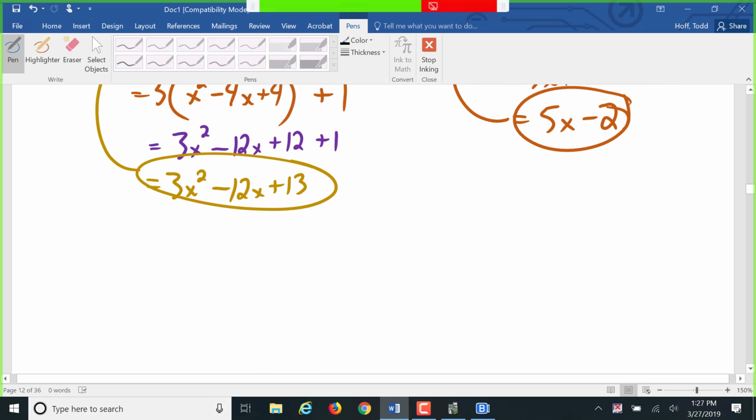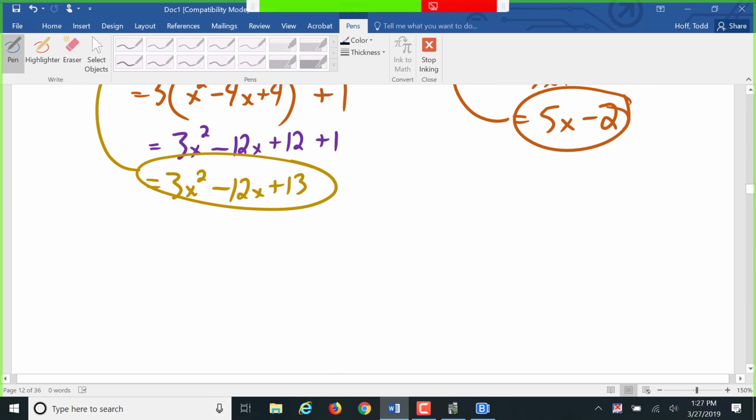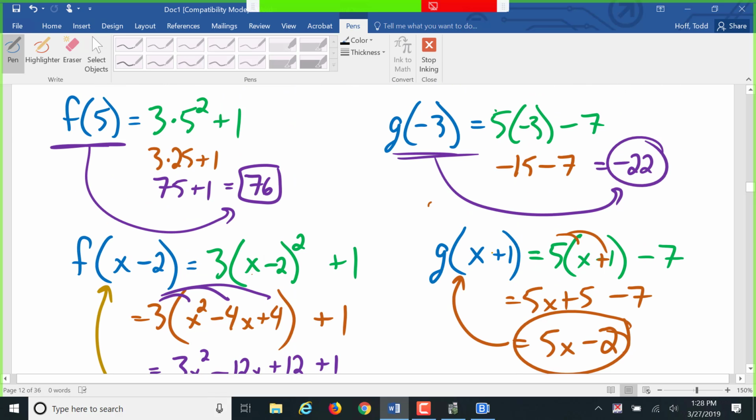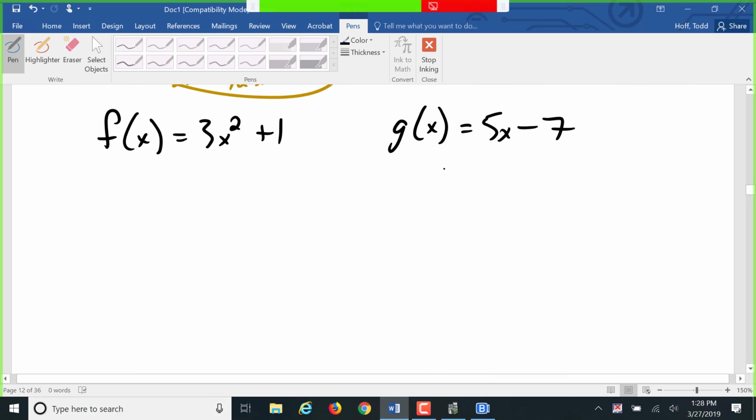Let's make this interesting. I'm just going to rewrite these so we have them. So those are our functions. I want to make sure I've got them right. I do. What would be f of g of x?